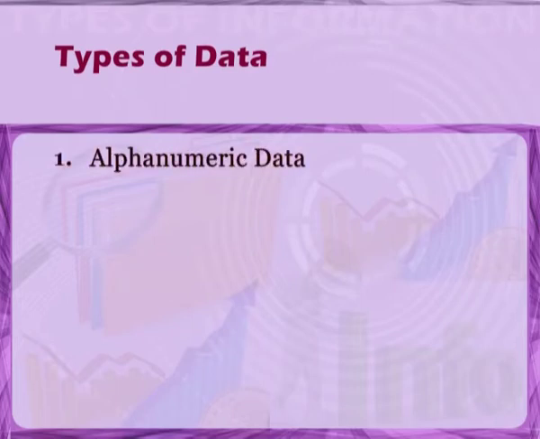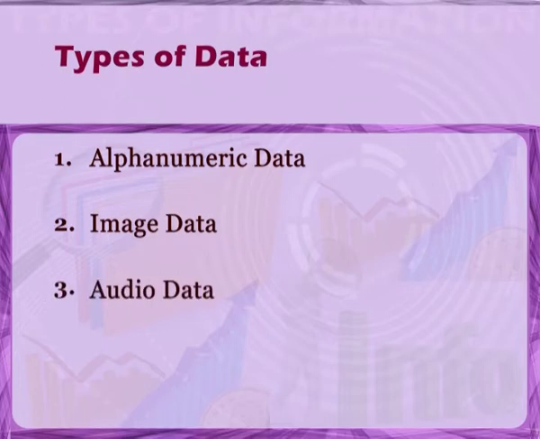These are 1. Alphanumeric data. This represents numbers, letters and other characters. 2. Image data. This represents graphic images and pictures. 3. Audio data. This represents sounds, noise or tones. 4. Video data. This represents moving images or pictures.